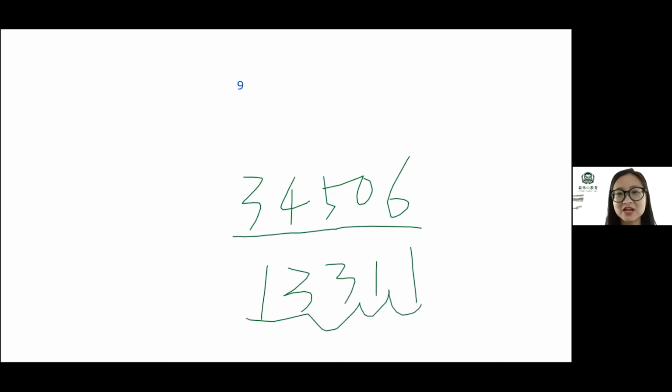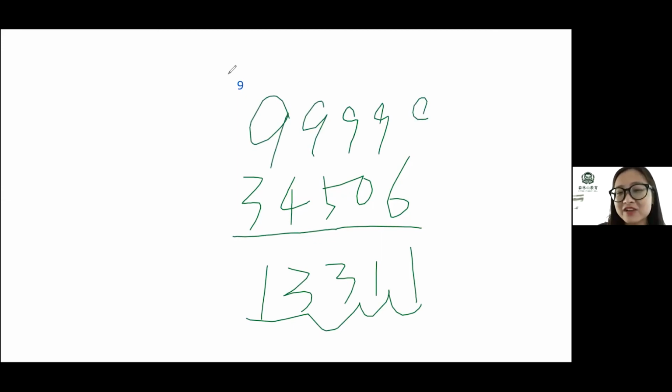Excellent. Actually, the biggest 5-digit number that can be divided by 9 is 99999. Wow, nice job. Because there are five 9s, added together they make 45, and 45 can be divided by 9. That's the biggest number. Very good, excellent. I like your idea, Taurus.